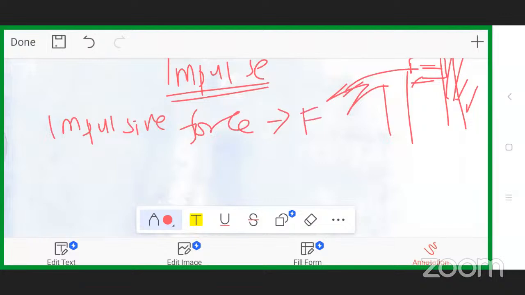Let me call it F. So it acts on a body for a short period of time, like that. So the impulse will just be the product of those two: the impulsive force times the time through which the force acts. That will give us the impulse, the effect.